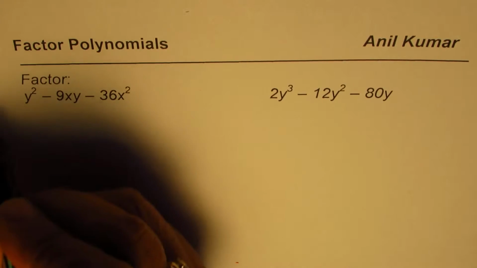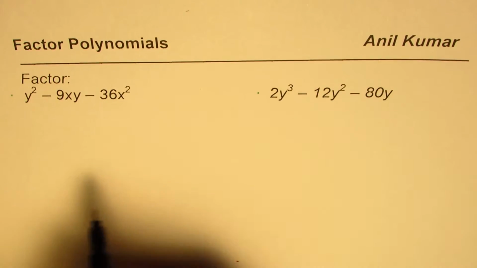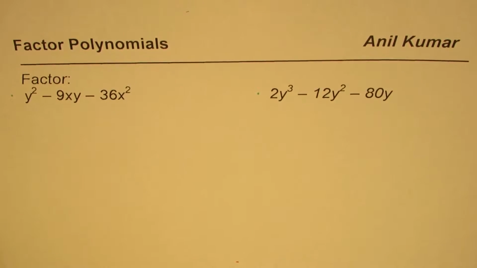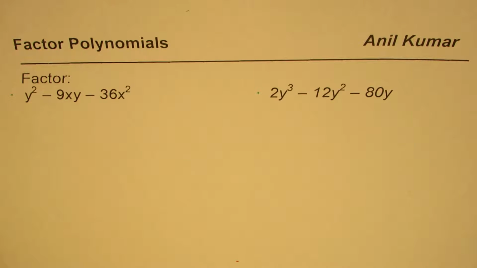We have two questions here. The first one is y square minus 9xy minus 36x square, and the second one is 2y cube minus 12y square minus 80y. You can pause the video, answer the question, and then look into my suggestions. Now let's see how to factor these.